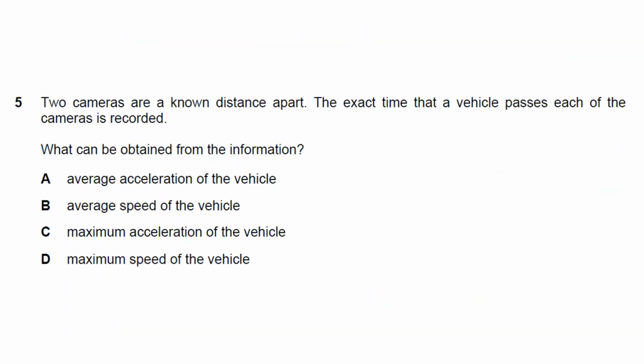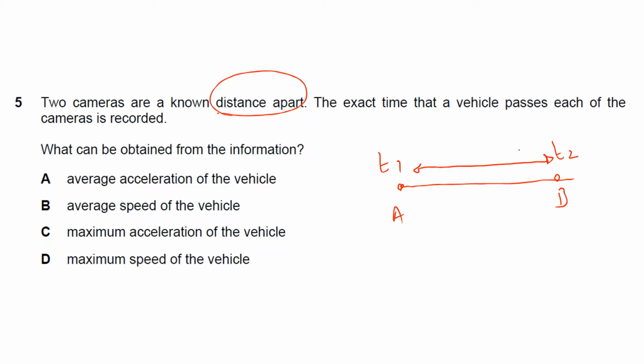Question number 5. Two cameras are a known distance apart. The exact time that a vehicle passes each of the cameras is recorded. What can we obtain from the information? Now, if you know the distance between 2 points, let's say point A and point B, and you know the time over here and the time here when the car passes. So you know basically the time difference is the time taken to go from A to B. So if you have the distance and if you have the time, what can you find out? You can find out the average speed.